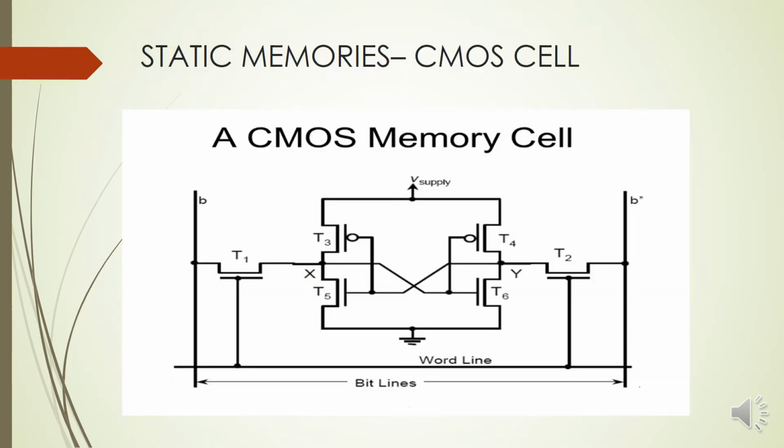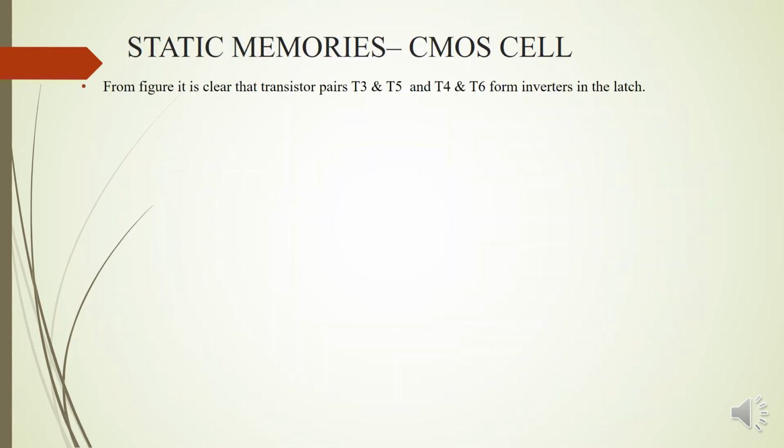The diagram shows a CMOS memory cell. The CMOS memory cell consists of a transistor latch made up of four transistors T3, T4, T5, T6 connected to the VDD supply, and this complete latch is connected to bit lines B and B bar through transistors T1 and T2 respectively. From the figure it is clear that the transistor pairs T3, T5 and T4, T6 form the inverters in the latch.